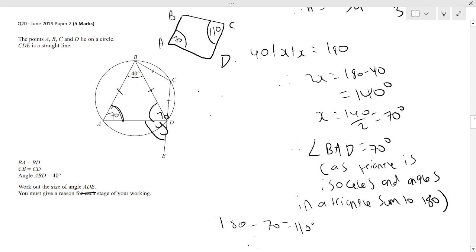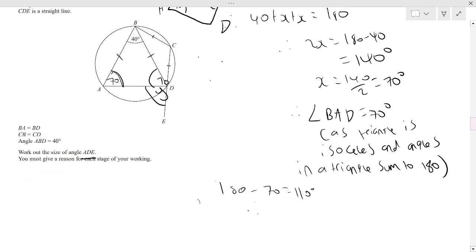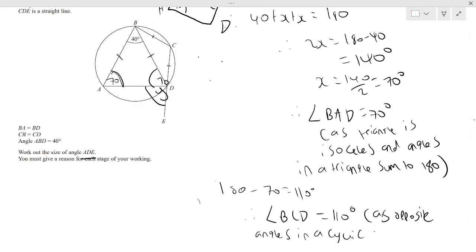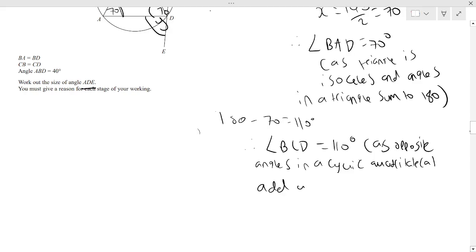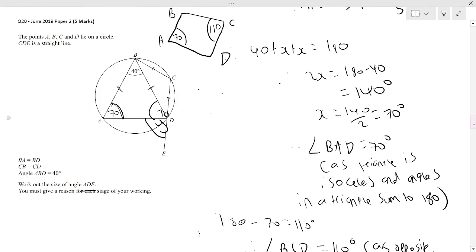So therefore, this angle here, which is angle BCD. And by the way, this symbol here, it just means angle. It's just a notation. So that's going to be 110, and the reason for that is opposite angles in a cyclic quadrilateral add up to 180. There we go. Now we know that angle, so this angle then is 110.